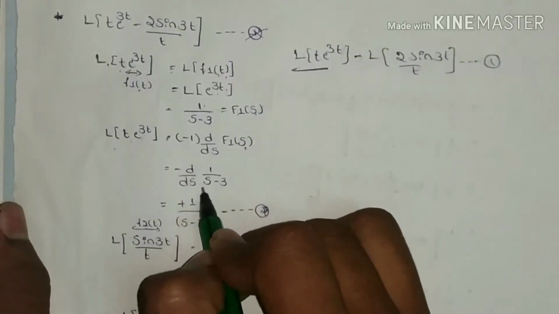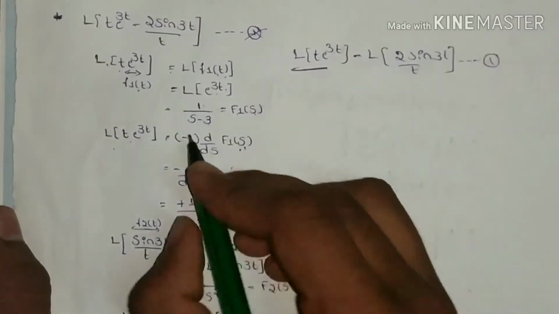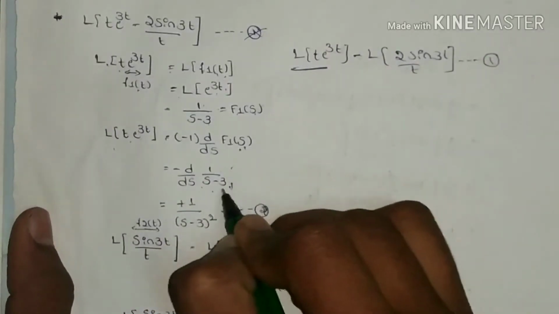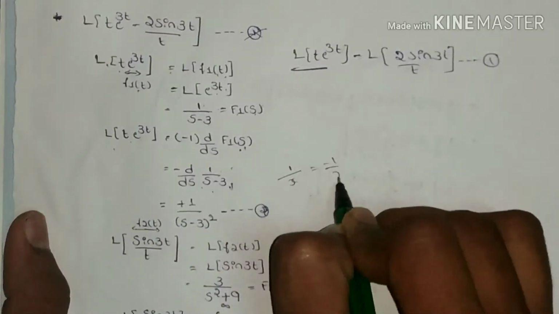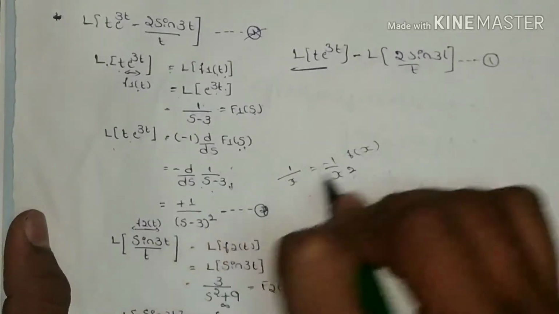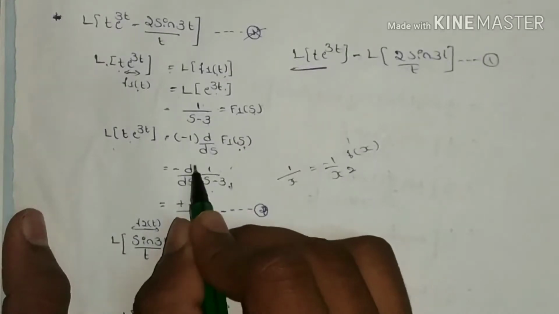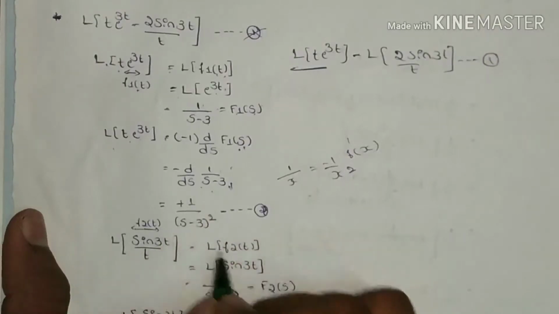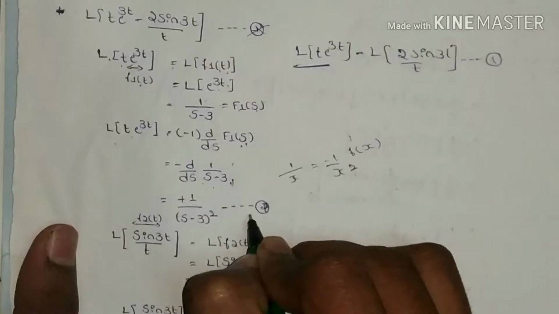What is f1 of s? d by ds of f1 of s means d by ds of 1 divided by s minus 3. By differentiating this 1 by s minus 3, according to the standard result, differentiation of 1 by x is minus 1 by x square. So minus and minus, because differentiation of 1 by s minus 3 is minus 1 divided by s minus 3 whole square, minus becomes plus. This is the Laplace transform of t into e raised to 3t.